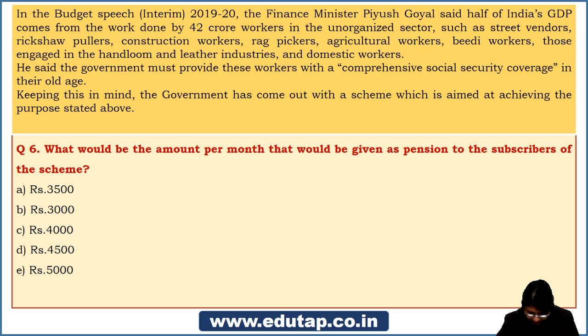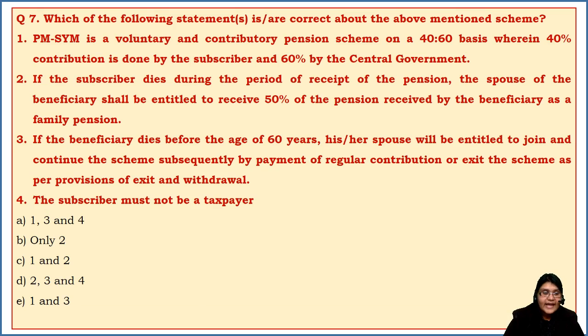So friends, let's see the answer. The answer is 3000 for this particular question, as you all are already aware. Now next, this is not very simple. Let's see if you know the scheme in a proper way.